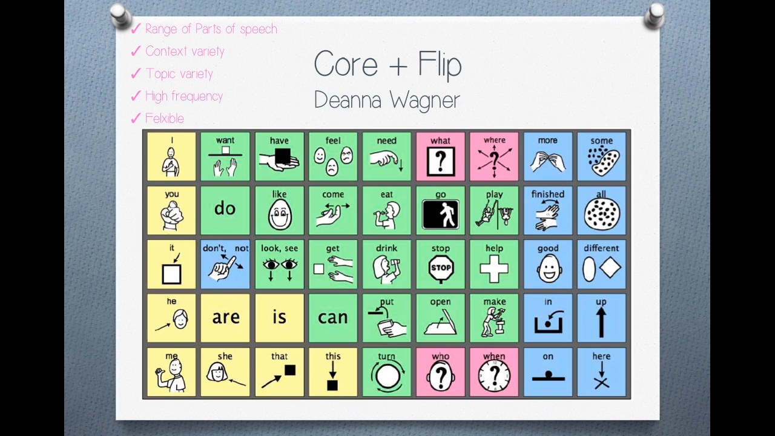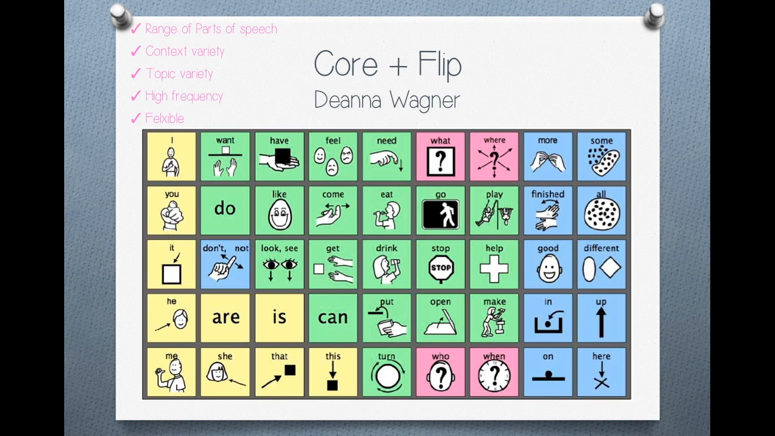And then lastly, this is an example from Deanna Wagner. This is the core portion of her board, and then she also has a flip, which would be the fringe portion that we'll be talking about next. One of the things I want to point out before we move on to that fringe vocabulary is regarding those 3 examples that we just saw of core.